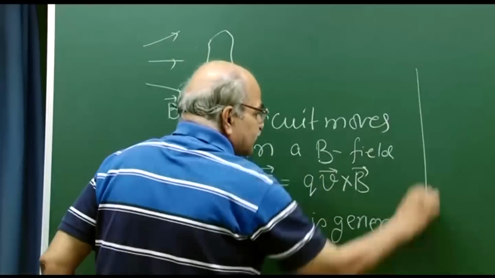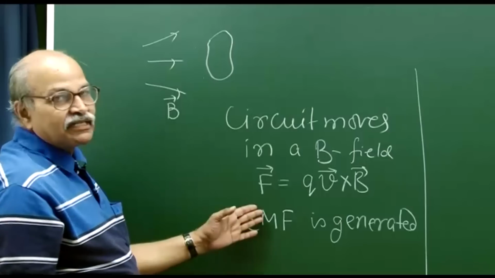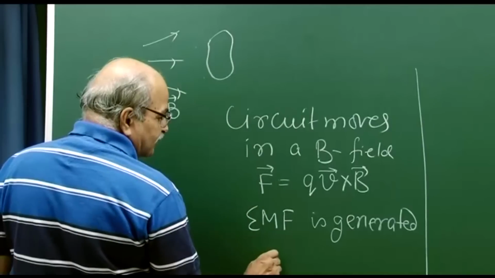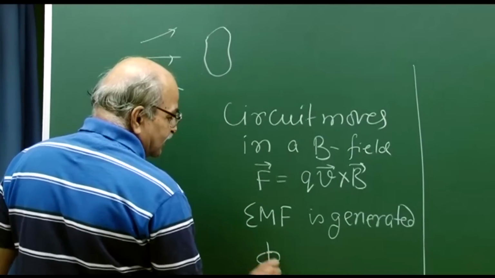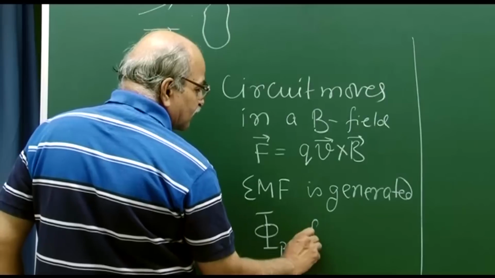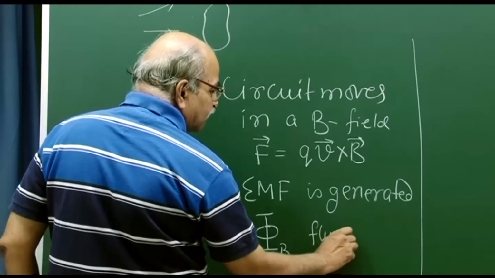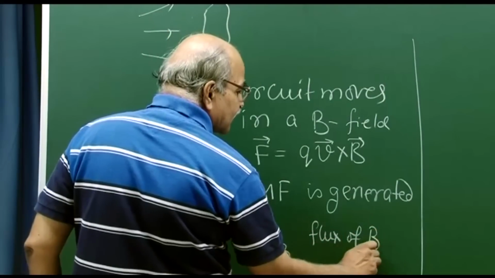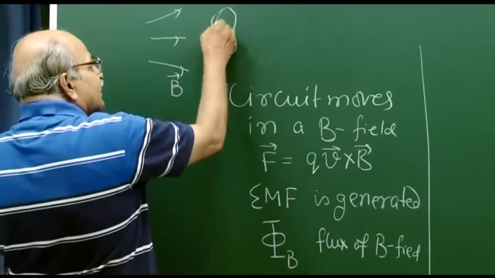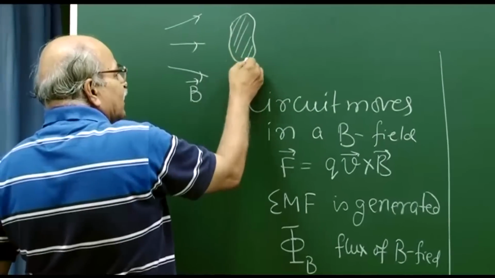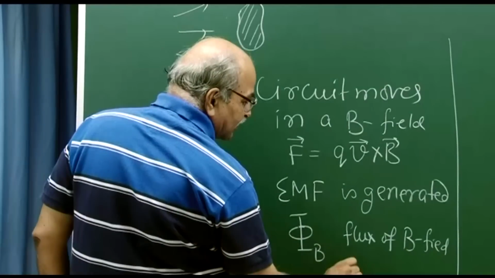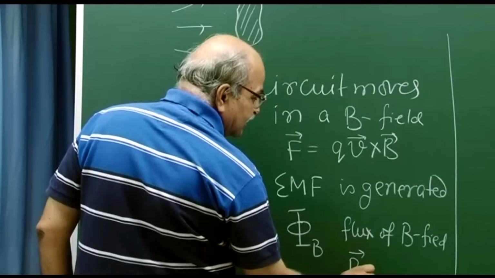How much is that EMF, which is measured in voltage? So, there are some rules. It says that first you define a quantity called flux of magnetic field. And what is that? You take this entire area which is bound by this circuit, and then you calculate something like B dot dA.